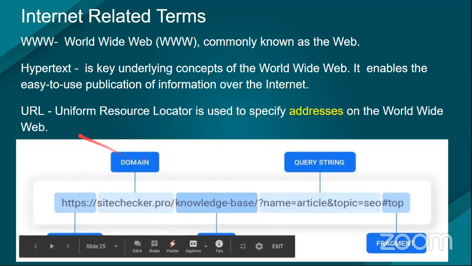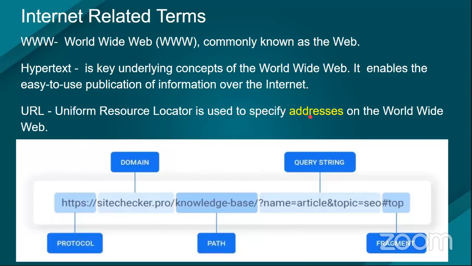So a URL is nothing but a specific address on the World Wide Web. You can directly click the link, directly get the address of the particular website on the World Wide Web, and directly get the information.